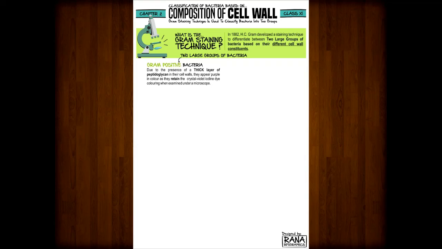These bacteria have a thick layer of peptidoglycan in their cell walls. When examined under a microscope, they appear purple in color as they retain the crystal violet iodine dye coloring. The second group is called the gram-negative bacteria. These bacteria have a thinner layer of peptidoglycan in their cell walls. When observed under a microscope, they appear pink as they do not retain the crystal violet iodine dye coloring after the decoloring process.